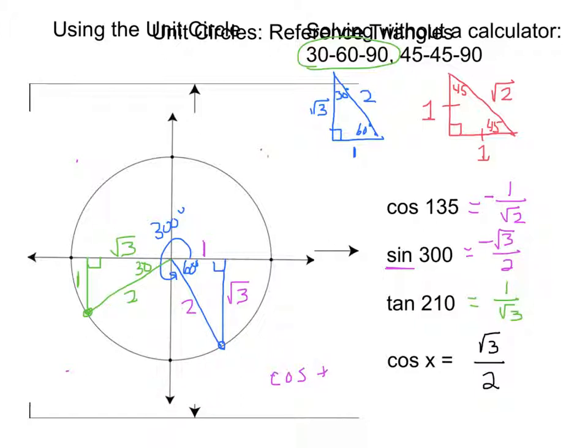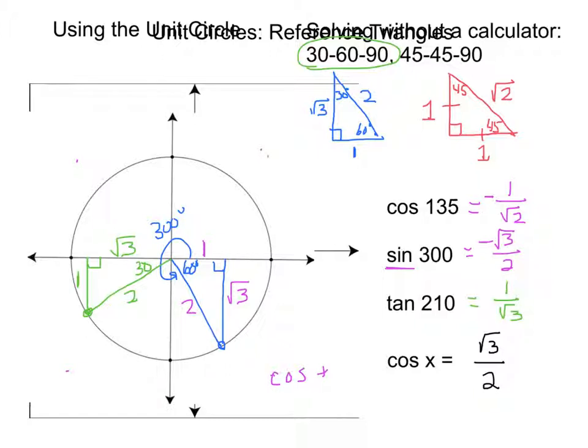So last one is, this one's kind of working backwards a little bit. On this one we're not even going to really use the unit circle, I'll show you what I mean. When you see cosine of an angle, we should know now this is asking for an angle. So cosine of some angle is root 3 over 2. What's the first triangle you think of here?